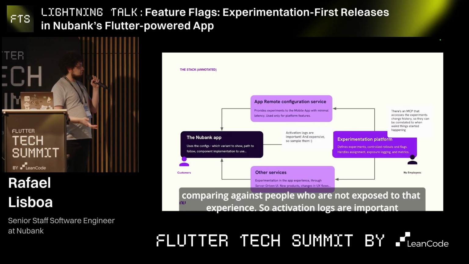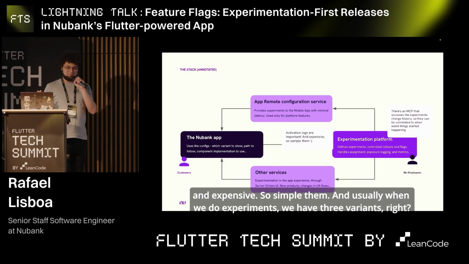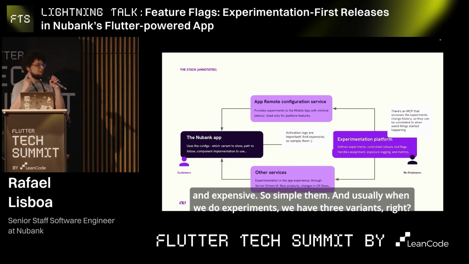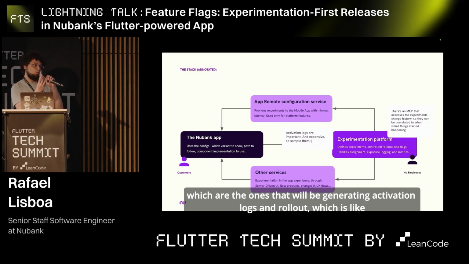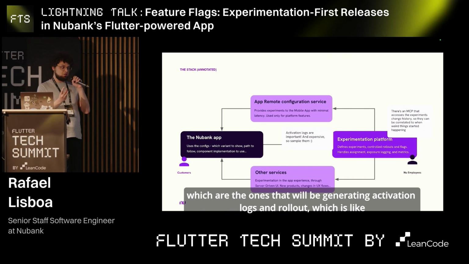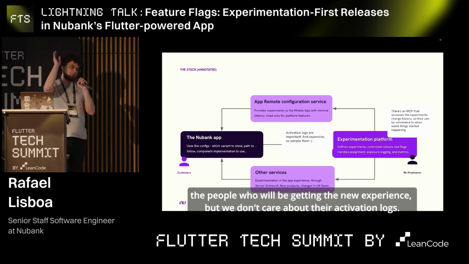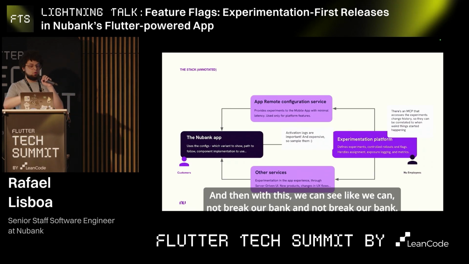So activation logs are important and expensive, so sample them. And when we do experiments, we usually have 3 variants, right? We have control and treatment, which are the ones that will be generating activation logs, and rollout, which is the people who will be getting the new experience, but we don't care about their activation logs. And with this, we can not break our bank.